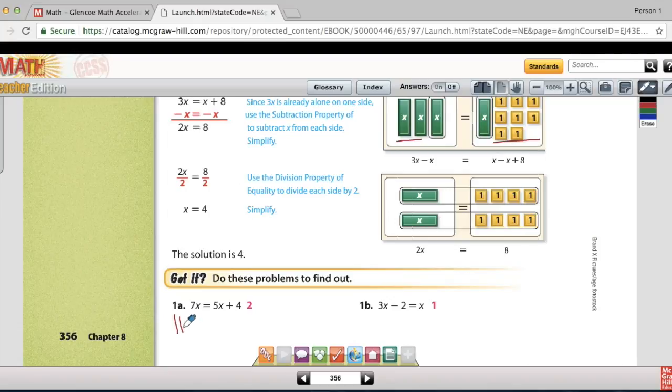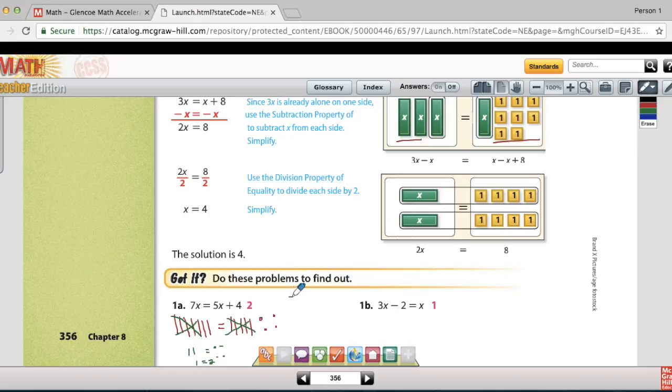So 1, 2, 3, 4, 5, 6, 7 x's on the right equals 1, 2, 3, 4, 5, and then 1, 2, 3, 4. I'm going to change my pen color here, and I will cross off common x's. So there's 5 x's here that I can get rid of. And if I get rid of 5 x's here, I'm left with 2x equal to those 4 individuals. So 1x is equal to 2.